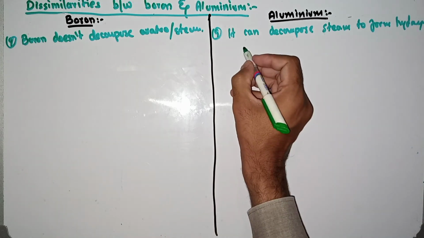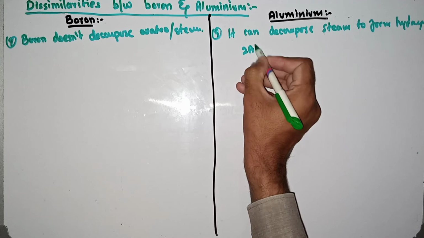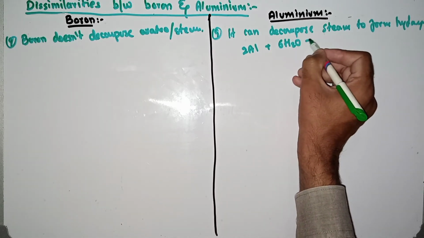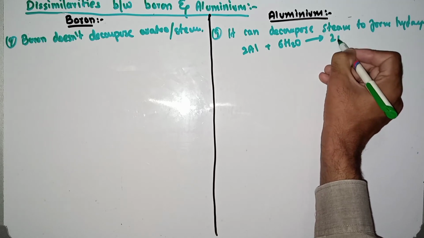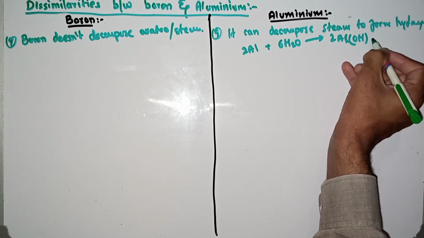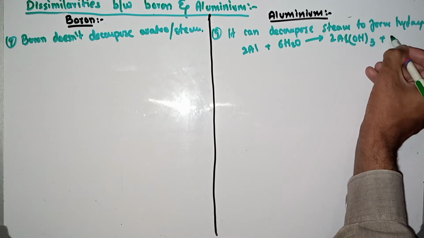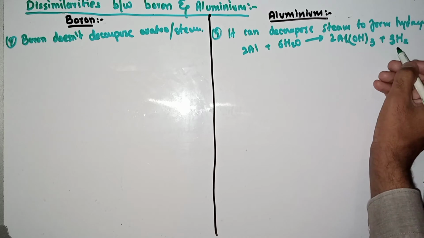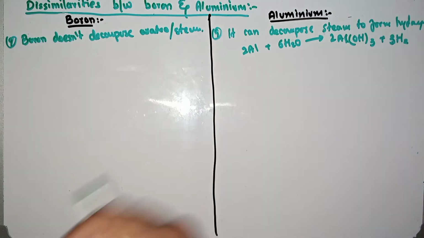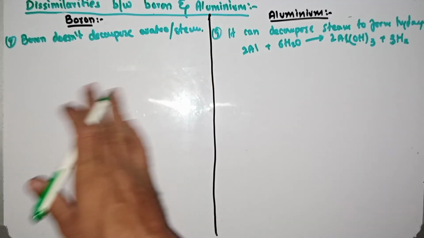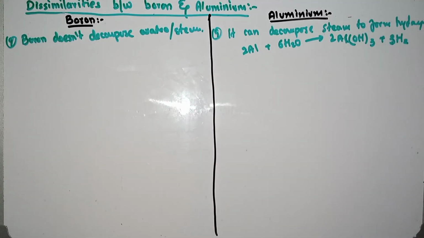Like this: aluminum, 2Al, when added to 6 water, decomposes to form aluminum hydroxide, and 3H2 is evolved to the atmosphere as hydrogen gas. So aluminum can decompose steam, that is very hot water, while boron doesn't decompose in steam or water.